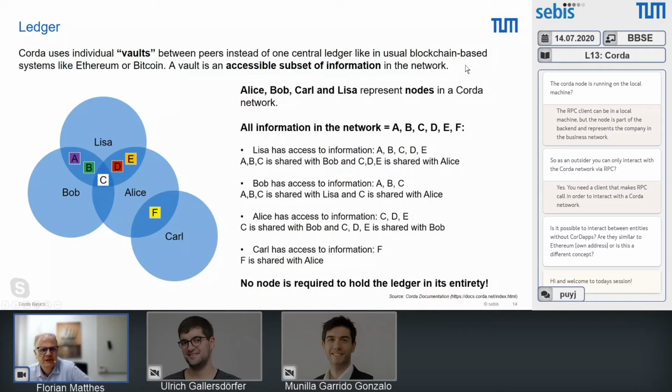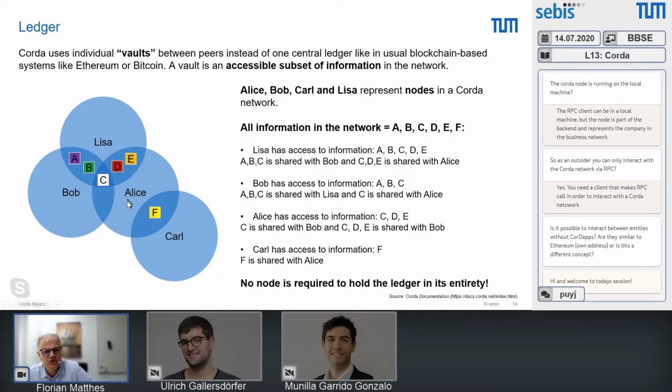Now we have nodes in the Corda network: Alice, Bob, Carl, Lisa, and they have intersections. Alice and Carl share the object F in a vault between Alice and Carl. Then there is the part of the vault shared between Alice and Lisa, D and E, and then there's an object C in a vault which is shared by three parties: Alice, Lisa, Bob.